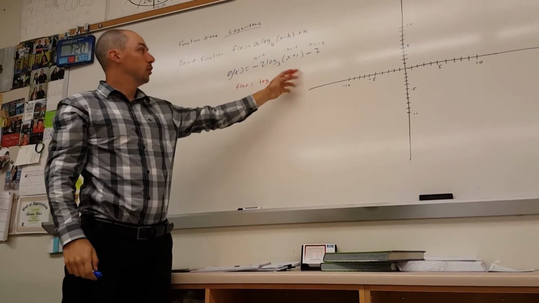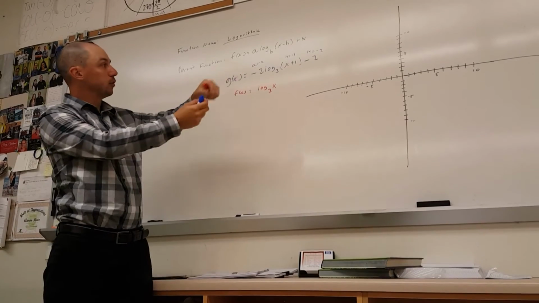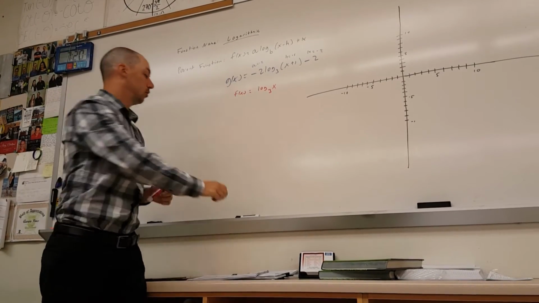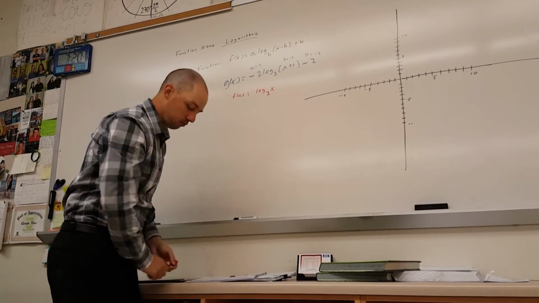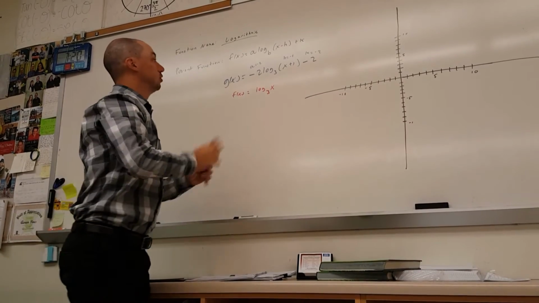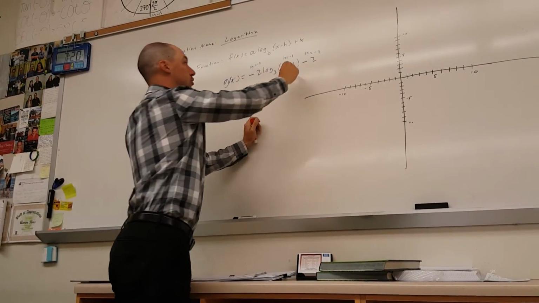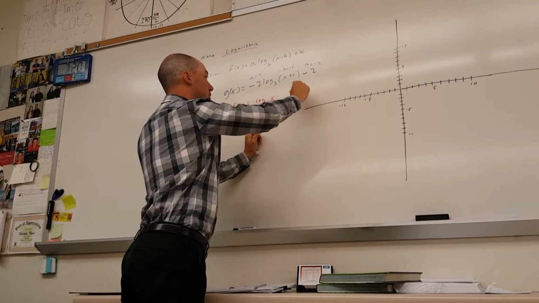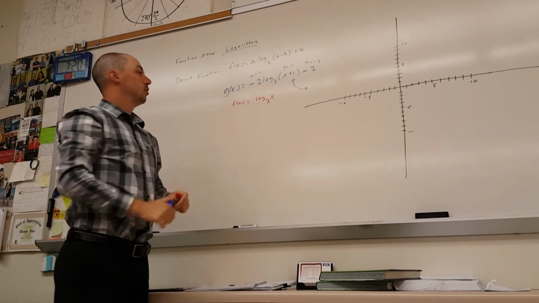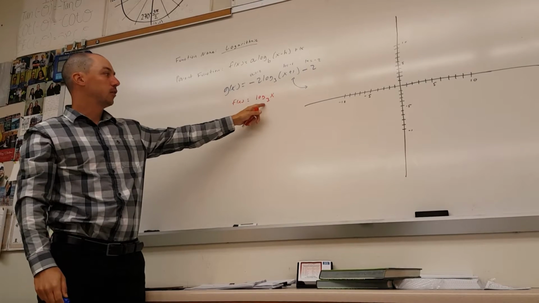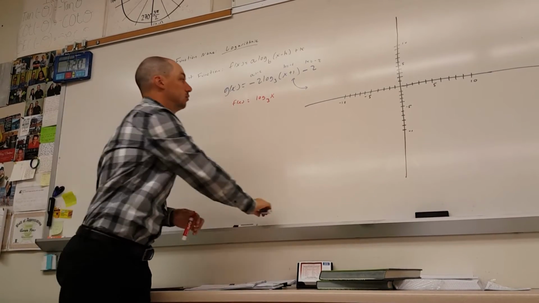We'll be shifting left 1, down 2, stretching vertically by 2, and reflecting. So our function in blue, instead of looking like a log function like this, it's been reflected. It should look something like this. We're going to start by graphing log base 3 of x, though.